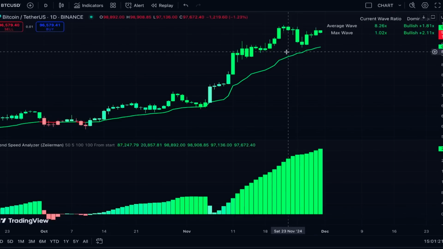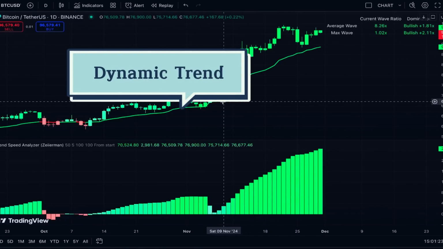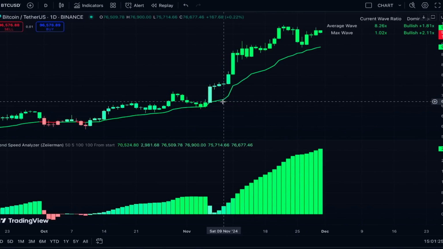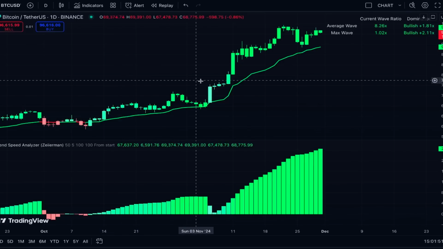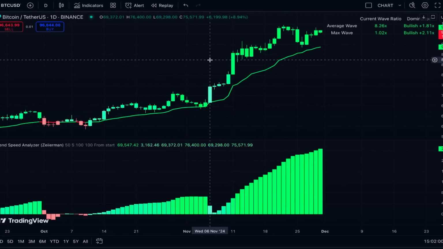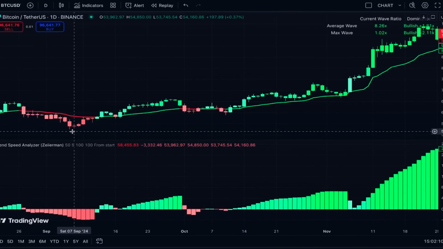As you can see, we have a line here which is called dynamic trend, and it helps us with trend identification. The interpretation is similar to a moving average line. When the price is above the line, it is green, and it tells us that the price is advancing in an uptrend, and in times that the price goes below the line, it becomes red and it shows the price declining.